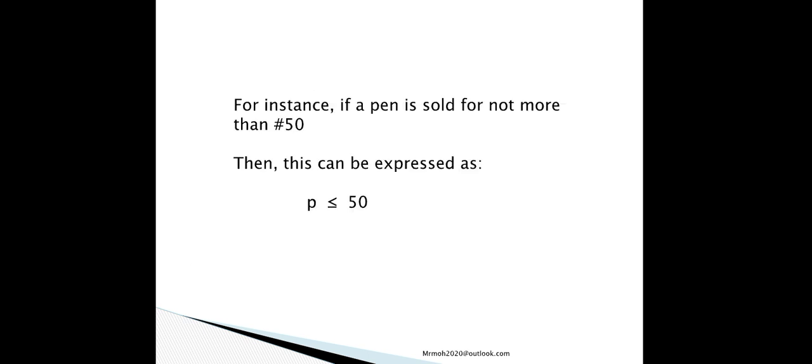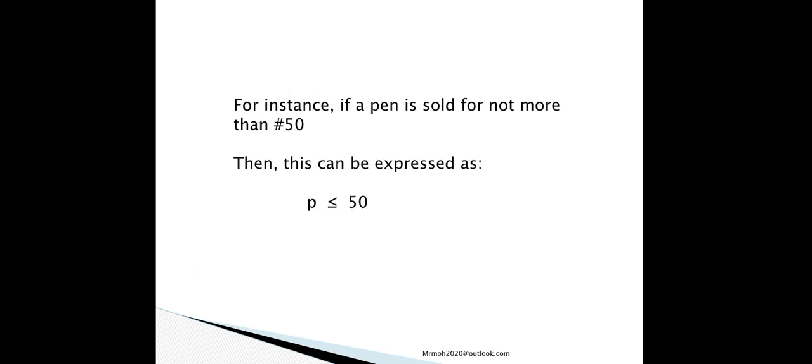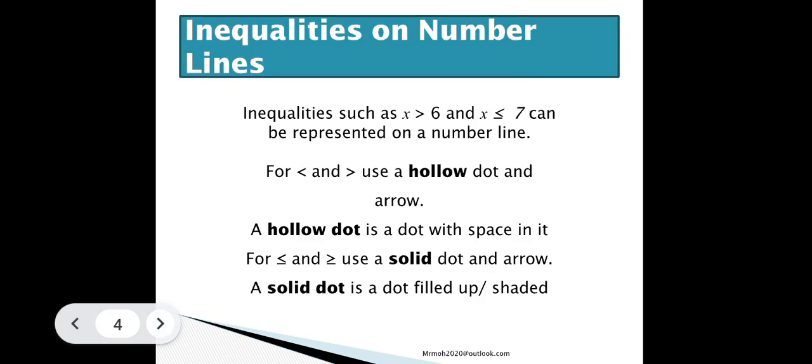Next slide. Looking at a typical example, if a pen is sold for not more than 15 naira, then this can be expressed as P is less than or equal to 15. It means there's no amount that will make it more than 15. It could be less or exactly 15. That is why it is less than or equal to. The equal to means exactly.